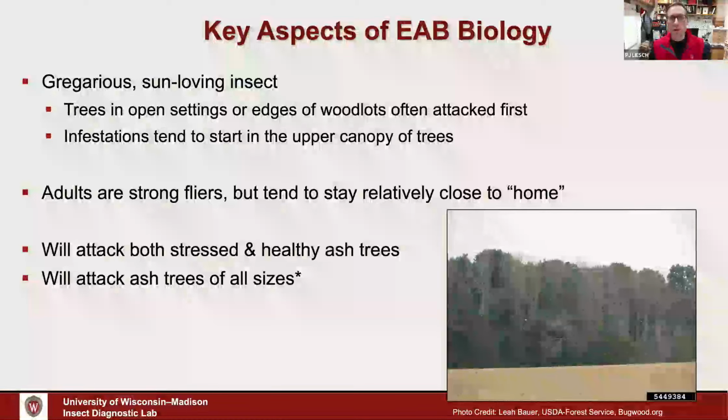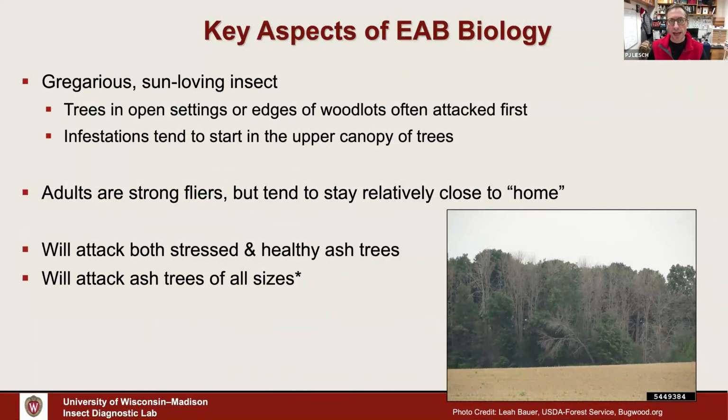It also means that if you have, say, a forested area, it's usually not the trees in the middle of the woods that are attacked first. It's things on the edge where you get more sun. In more urban settings, trees that are growing out in the open in parks or in yards, for example, can often be attacked first. So they really like those sunny trees. They do work their way down the canopy. I mentioned this before. The adults are decent flyers. If you put them in a wind tunnel and force them to fly, they can go quite a ways. Otherwise, for the most part, they stay relatively close to home. It's humans moving them around.